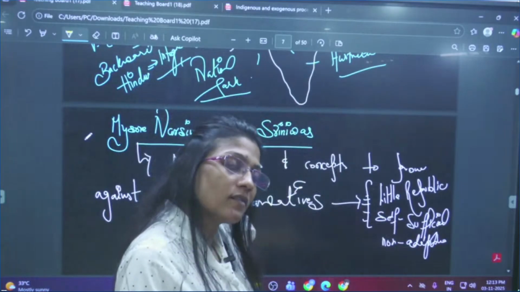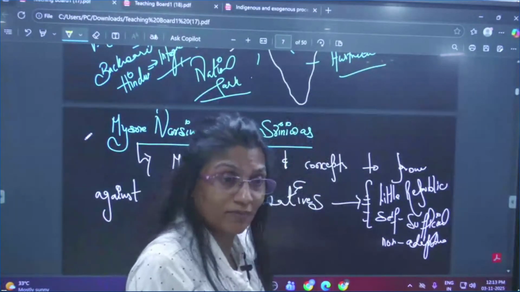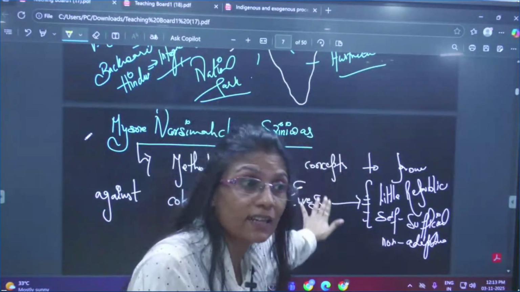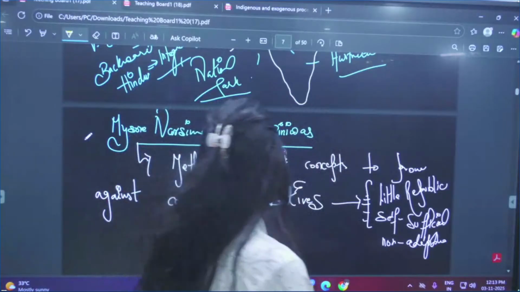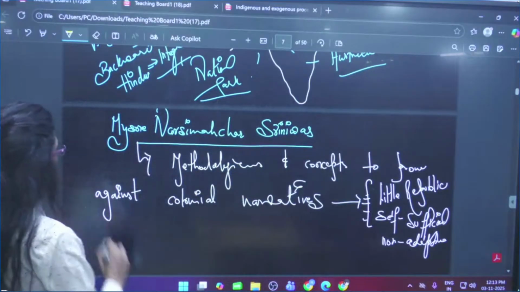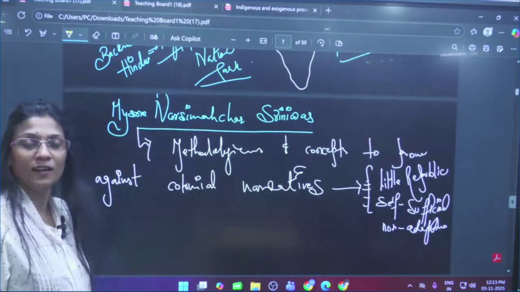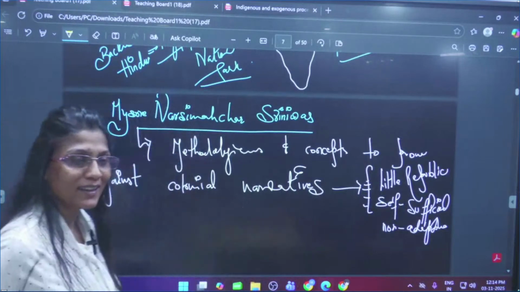So what made Srinivas different from G.S. Ghurye? He has proved it. Exactly. He has conducted field work. He has given empirical evidence. Okay, excellent guys. Now you are finding anthropology good. Okay, Huma ma'am good, Huma ma'am good, very nice, very nice.